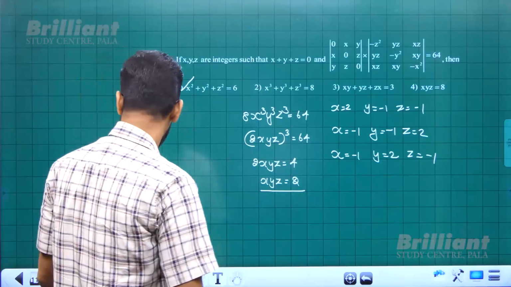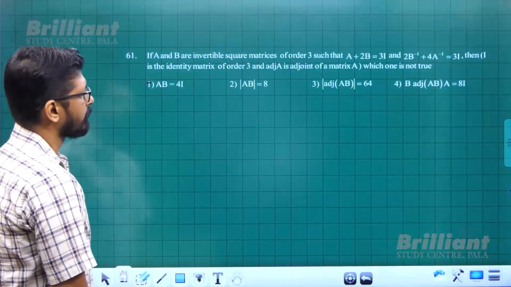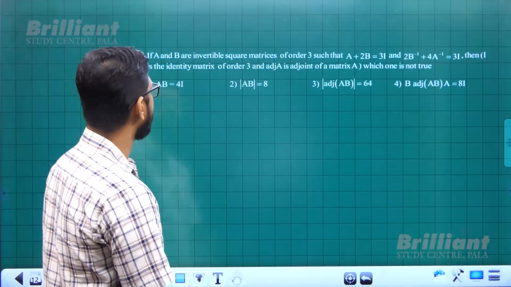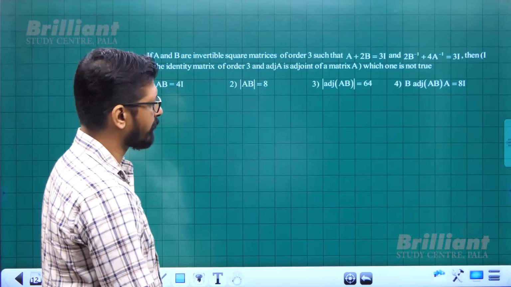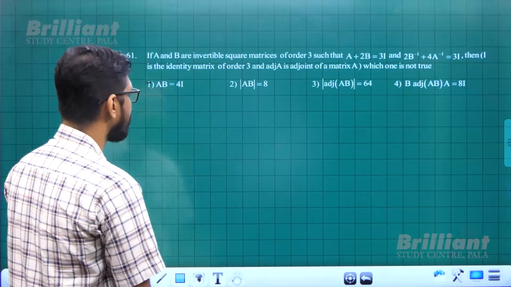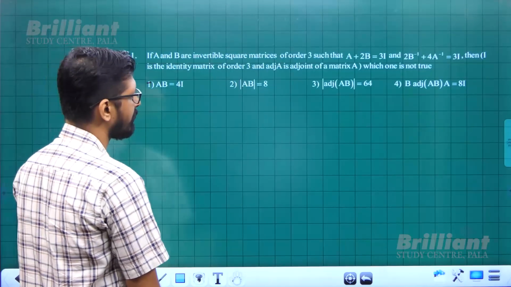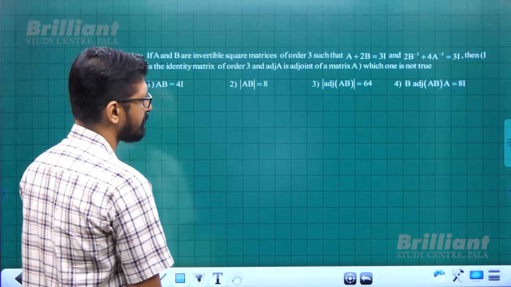Next question. A and B are invertible square matrices such that A + 2B is equal to 3I and (2B) inverse plus 4A inverse is equal to 3I. Then I is the identity matrix of order 3 and adjoint A is the adjoint of matrix A, which is not true.